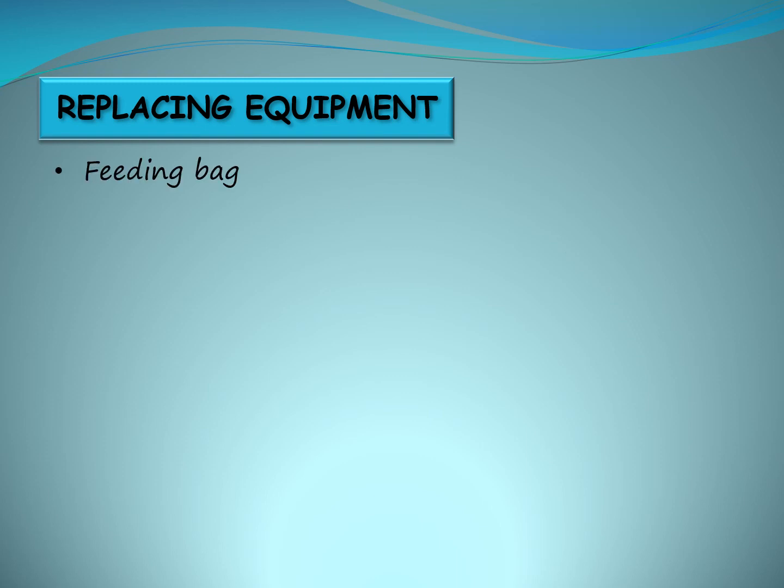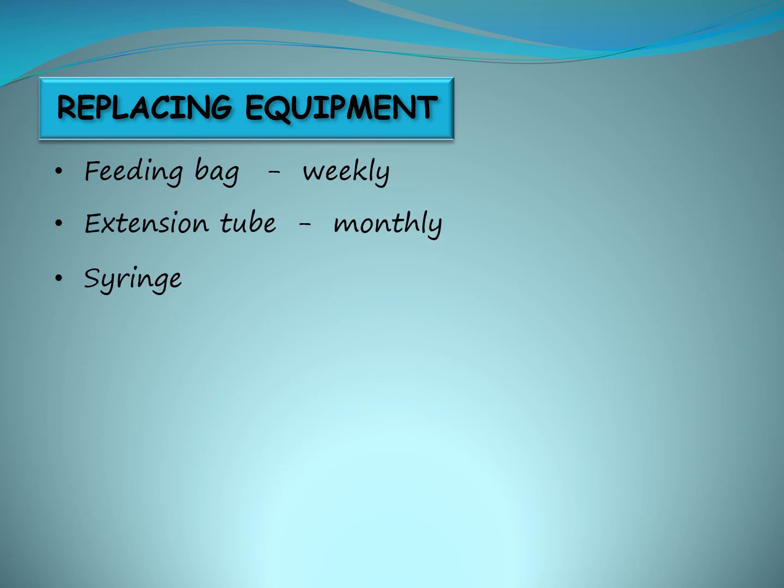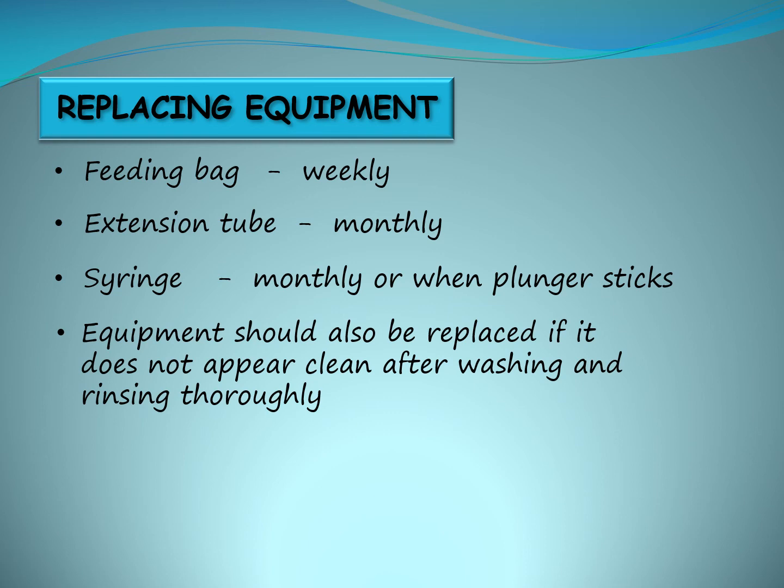The feeding bag is replaced weekly. The extension tube is replaced monthly. The syringe is replaced monthly or when the plunger begins to stick and does not slide easily. Equipment should also be replaced if it does not appear clean after washing and rinsing thoroughly.